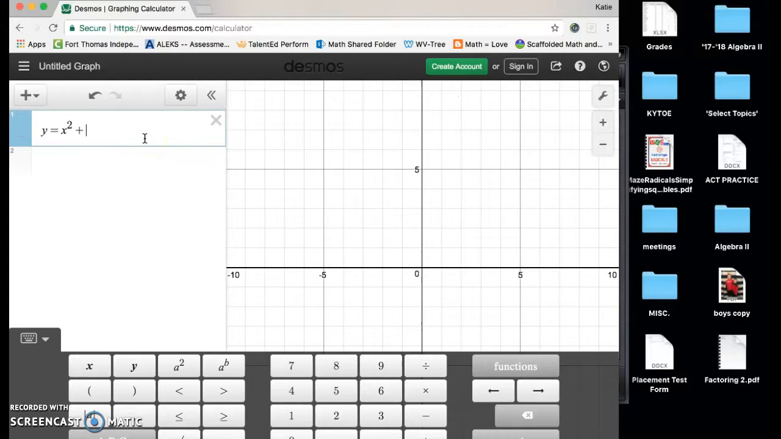Here's another one. Let's do 2x squared plus 6x plus 1. Although this is not a whole number, you can still see where it crosses the x-axis. Those would be your solutions.